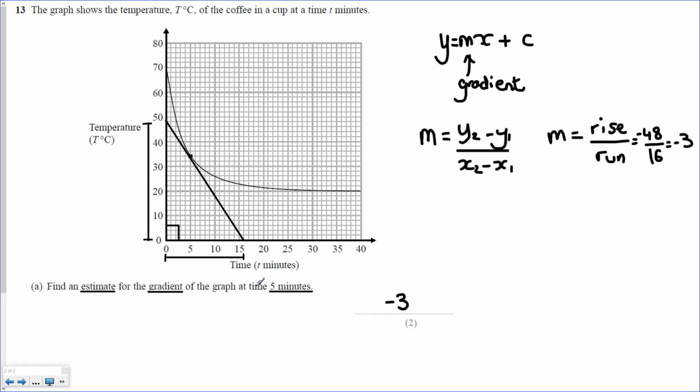And the method never changes. Whenever you're working out an estimate for the gradient, you draw a tangent line that touches that point. You roughly want a bit of symmetry either side of the tangent line, and then you work out the rise over run, or you could even sub in some coordinates, 0, 50 and 16, 0, into this formula here. You would have got the same answer of minus 3.